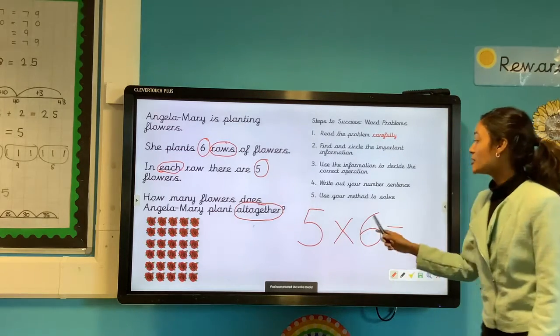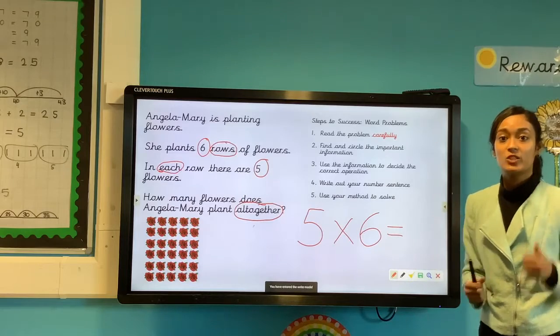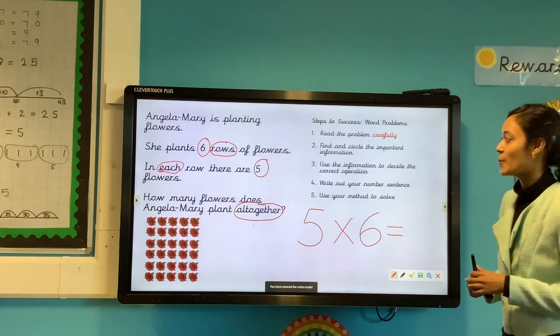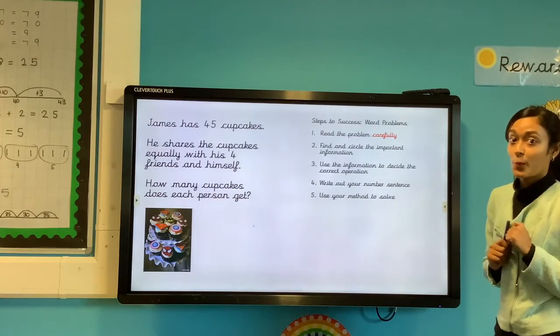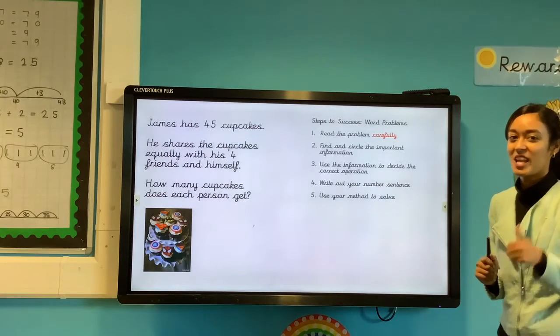Okay, so well done. 5 times 6 is 30, so well done for having a go, and if you've got that answer too. Right, on to the next question. Step 1. What's step 1? Read the problem carefully, well done.